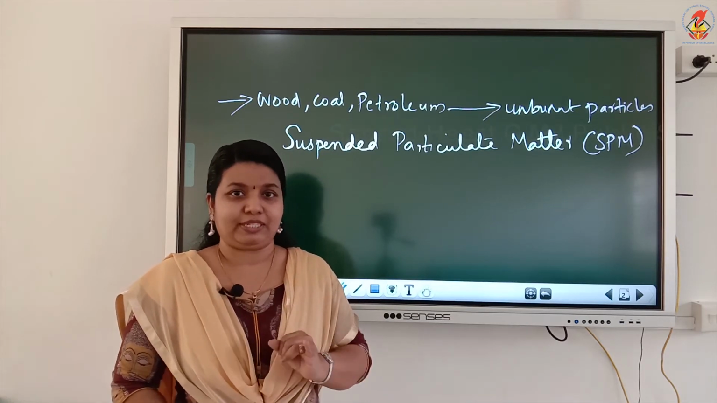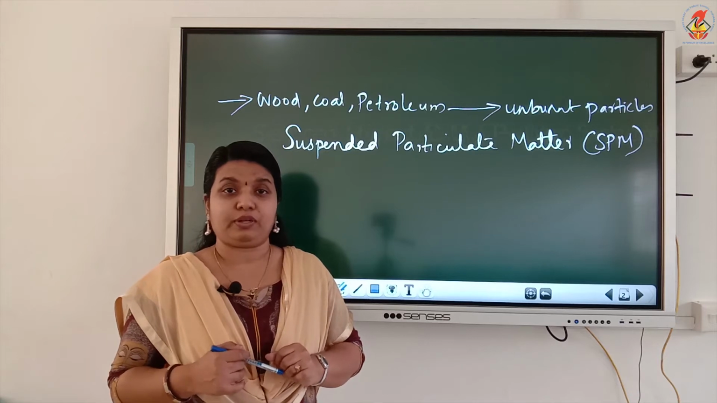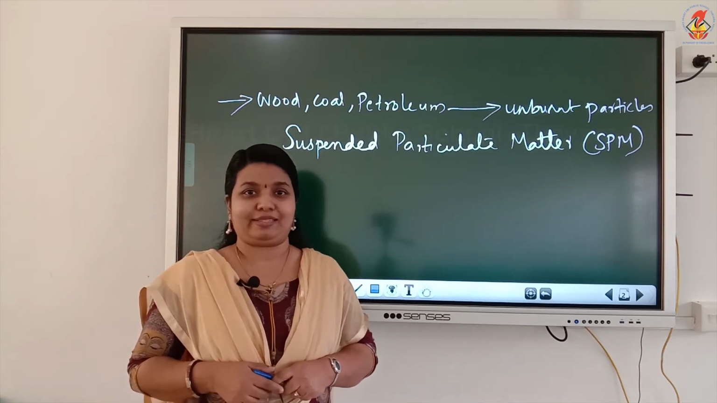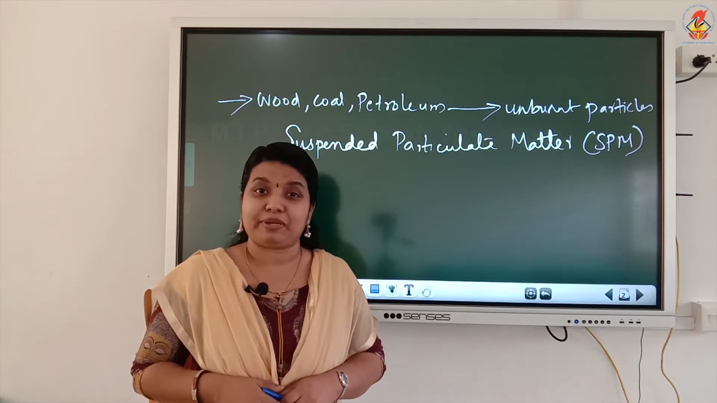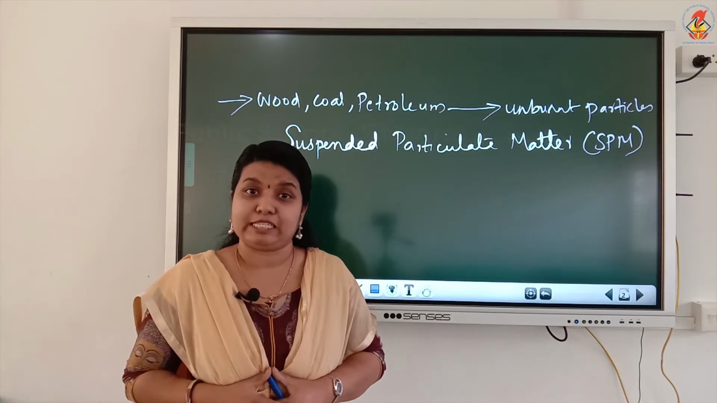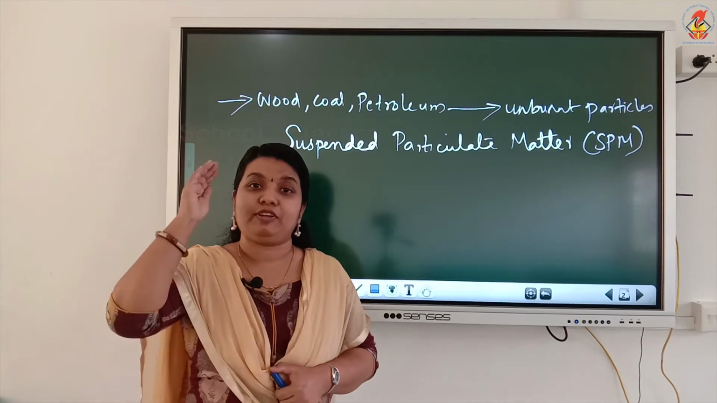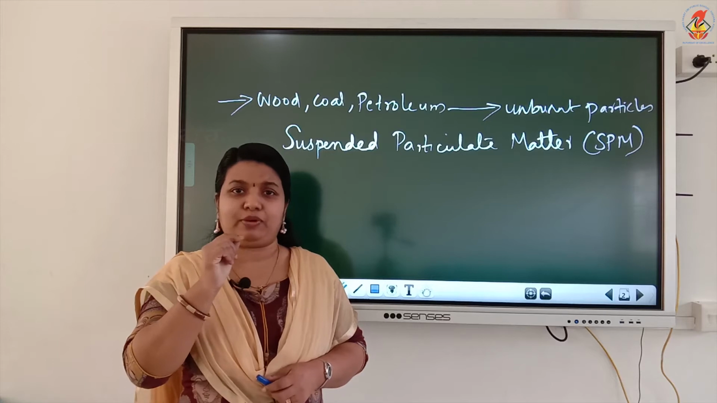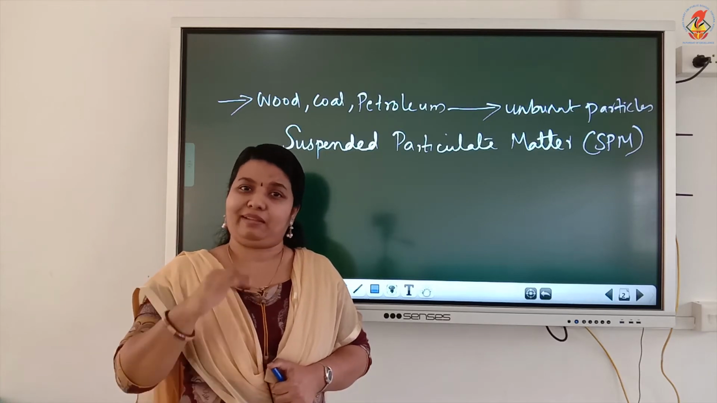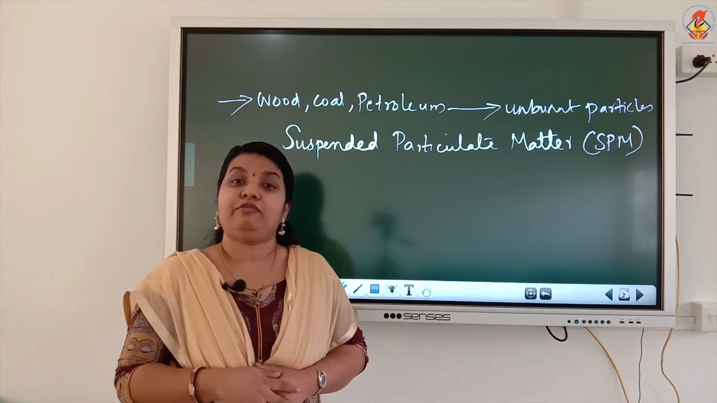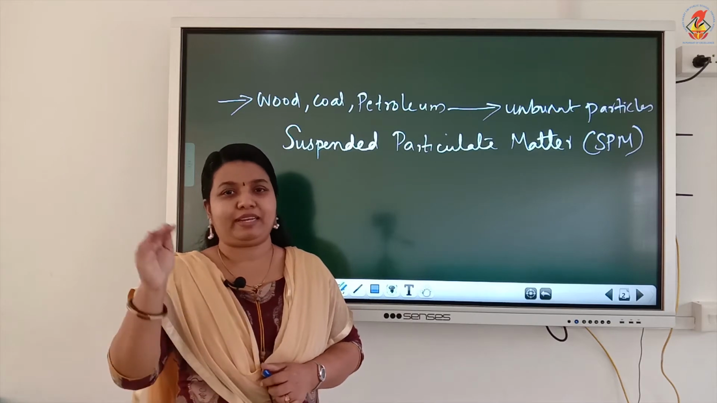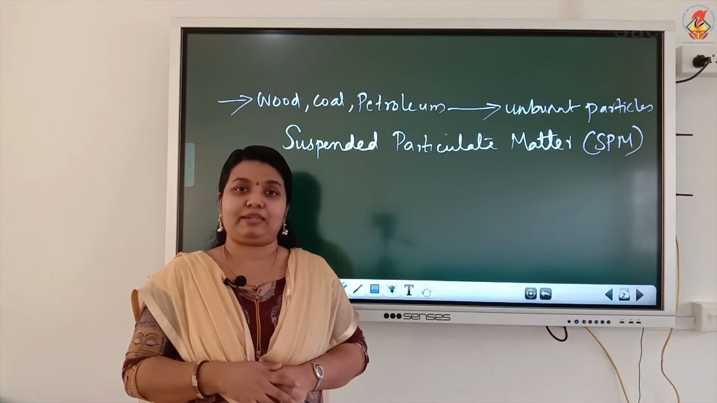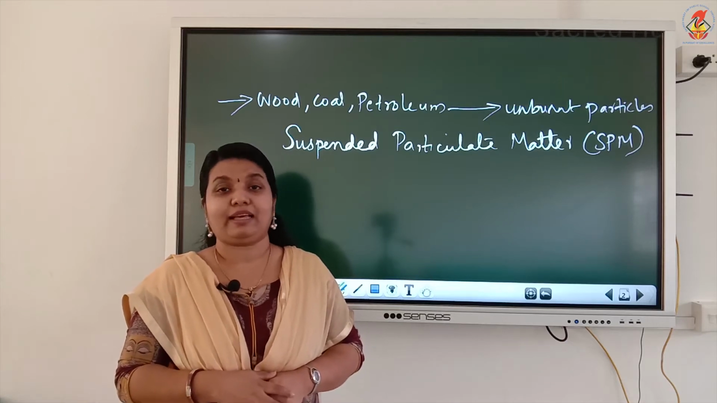I hope it is clear to you. Carbon fuels like wood, coal, petroleum, etc., upon burning release unburned particles. These particles are known as suspended particulate matter, or SPM. These particles will not settle down. They are extremely small in size, so they remain lighter and float in the air. That is why we call them suspended particulate matter. These fine particles can cause respiratory problems like asthma.